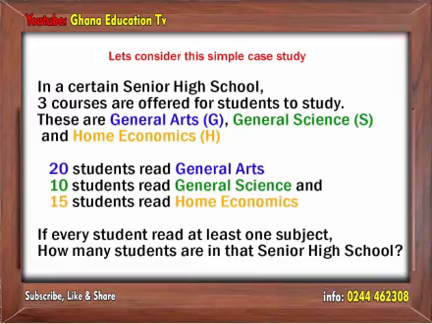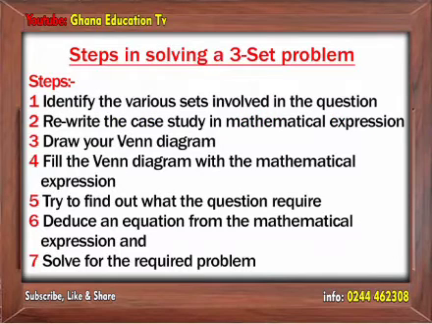So technically, you will realize that this is a 3-set problem because there are students in a certain senior high school that read 3 different courses, and that is General Arts, General Science, and Home Economics. So before you can solve this 3-set problem, let's see the various steps you can use to solve a complex or a simple 3-set problem. So let's look at the various steps you can use to solve a 3-set problem.